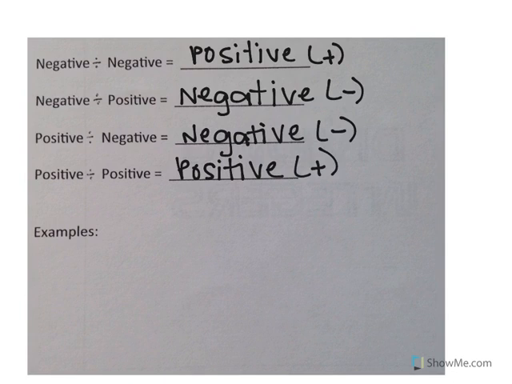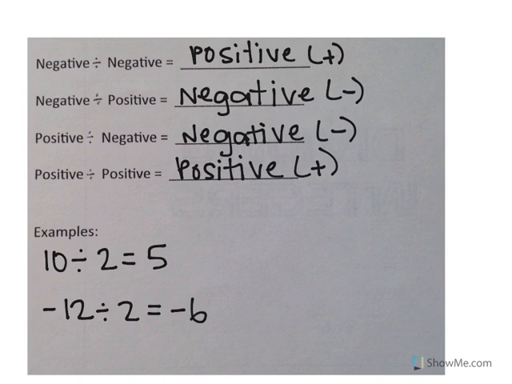Let's look at some examples. Positive 10 divided by positive 2 is going to be positive 5. So dividing a positive integer by another positive integer gives us a positive quotient or a positive answer. Negative 12 divided by positive 2 is going to equal negative 6 because a negative integer divided by a positive integer will give us a negative quotient.